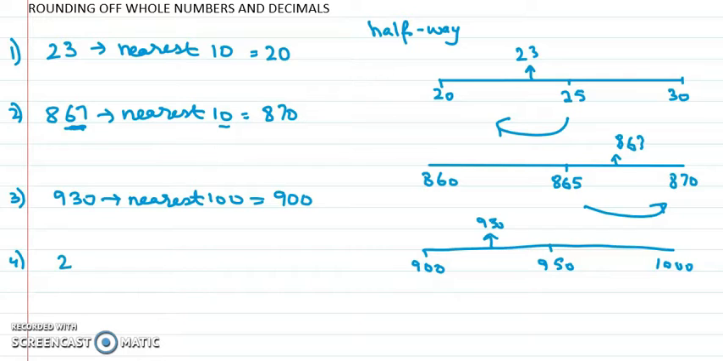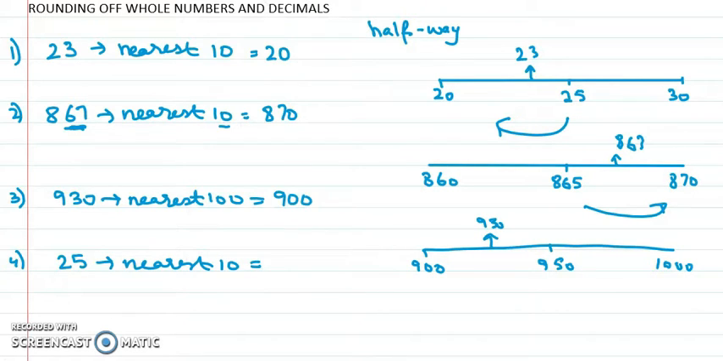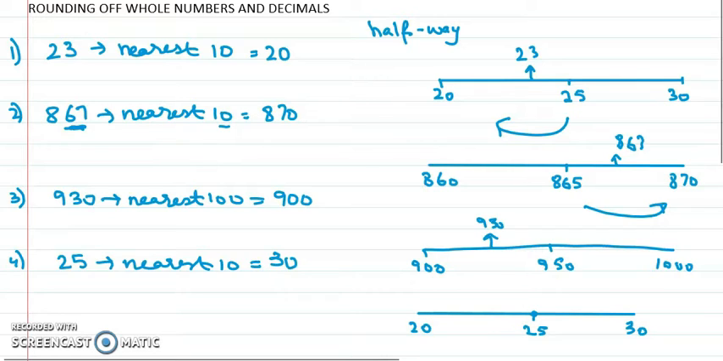Now what happens if the number is exactly on the halfway? Let it be 25 to the nearest tens. My number line says that 20 should be here and 30 should be here, and 25. When a number is on the halfway, it is always rounded up to 30. That should be our final answer.